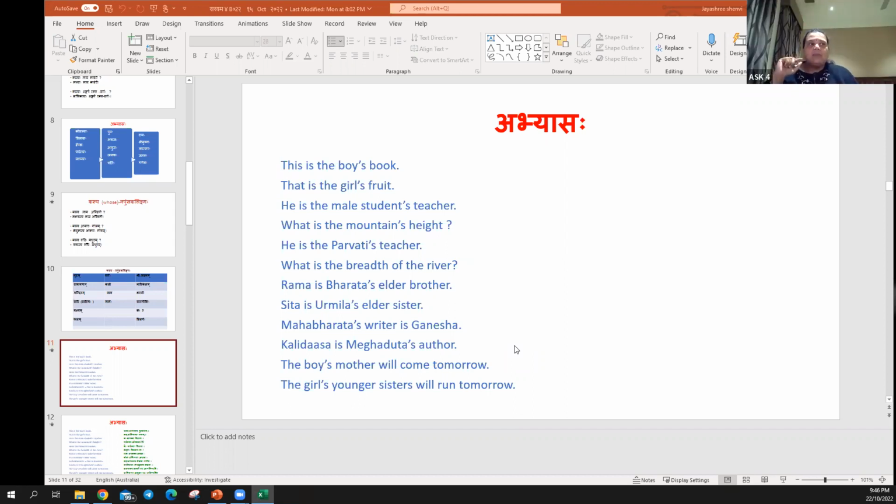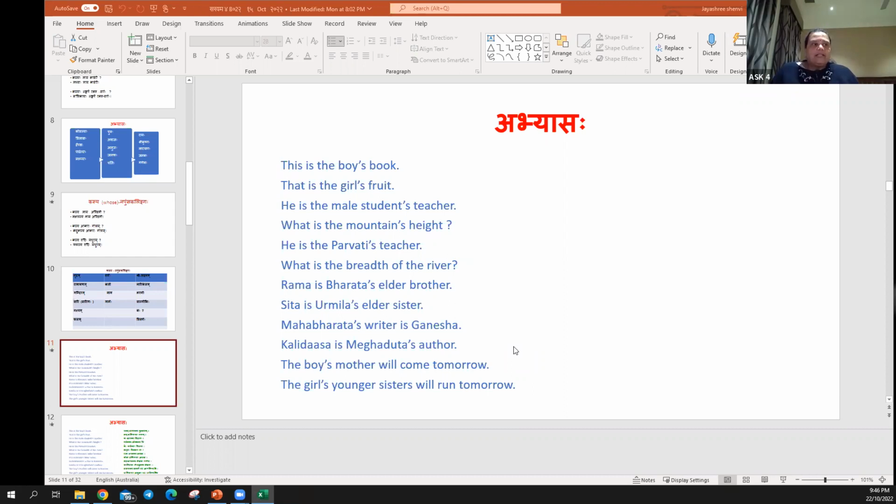Kalidasa. Meghaduta. Meghaduta is which linga? Meghaduta is pullinga. So what will come? Meghadutasya. Kalidasa Meghadutasya, the lekhaka or karta. First we need to see which linga it comes with. If it is pullinga, Kalidasa, then Kalidasasya. It comes like that.